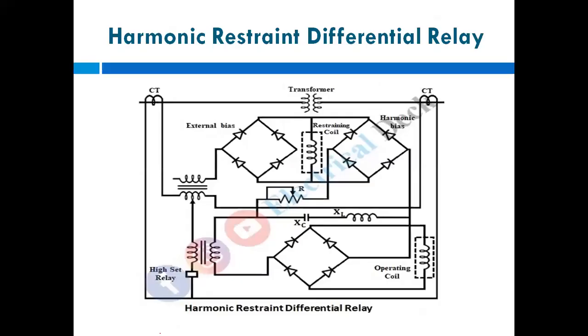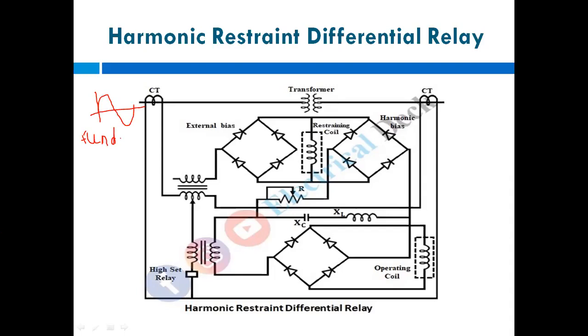Okay. Then we have seen the harmonic restraint differential relay. Harmonic restraint differential relay means what? What actually happens when any fault has occurred? At that time, whatever harmonics are produced, our wave gets distorted here. Our wave gets distorted here, right? Whatever harmonics are produced, these are having fundamental values. These are the fundamental.